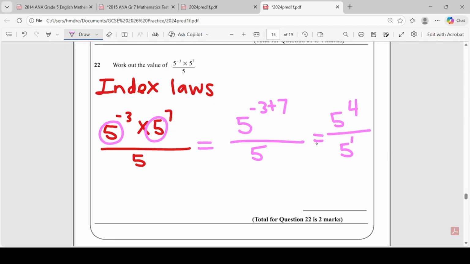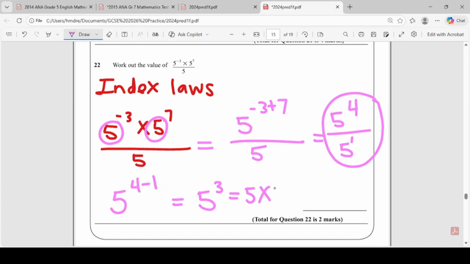And then the next index law we're going to use is that when we are dividing numbers like these, we subtract. So we can say this part here is the same as 5 to the 4 take away that 1 at the bottom, which is 5 to the power of 3. And if you want the value, that is the same as 5 times 5 times 5, which is 125.